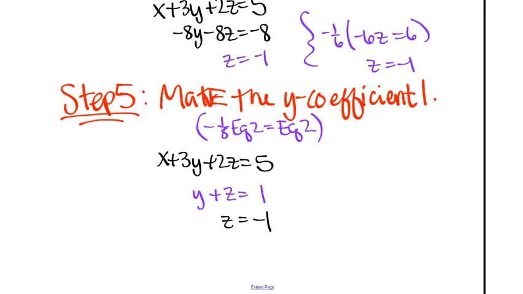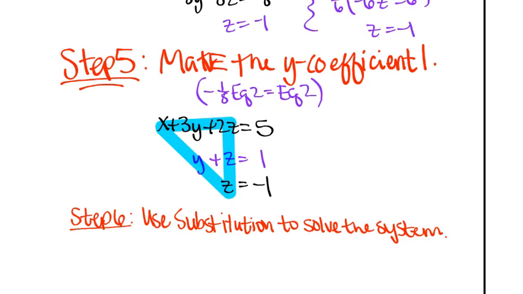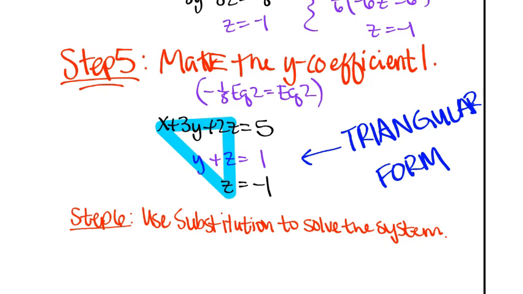This gives us our resulting equation, which shows us that it is in triangular form, because if you notice, this creates a triangle. And each of those variables in that diagonal has a coefficient of 1. Then once we have it in triangular form, we can use substitution in order to solve the system.